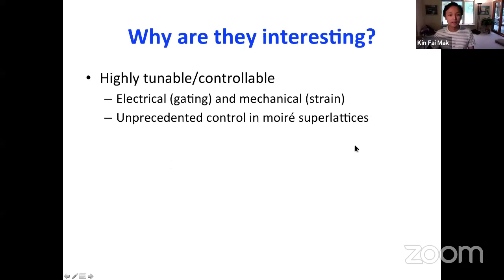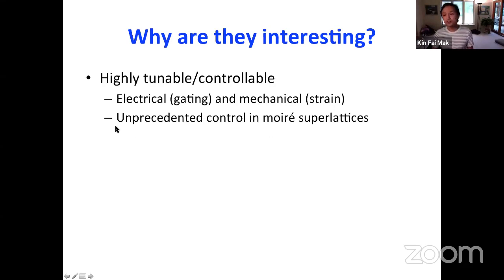Okay. First of all, why is this class of materials interesting? The first thing is that because the number of spins is very small, the amount of spin in the system is very small. We make the amount of material extremely small, and the material is very thin, so it is highly susceptible to external perturbations. And it's very controllable and tunable, for example, by electric fields, by doping, or by mechanical strain that we can apply to the system.